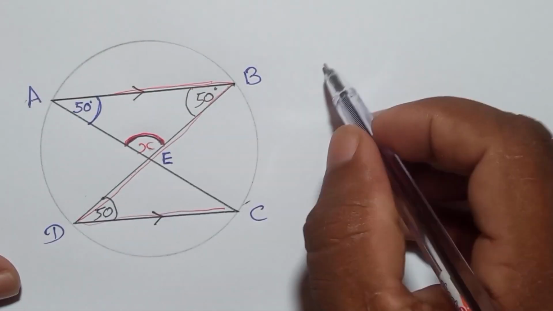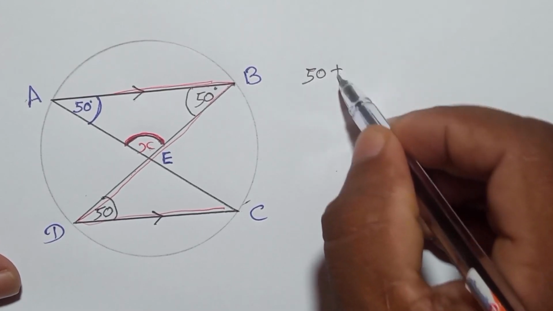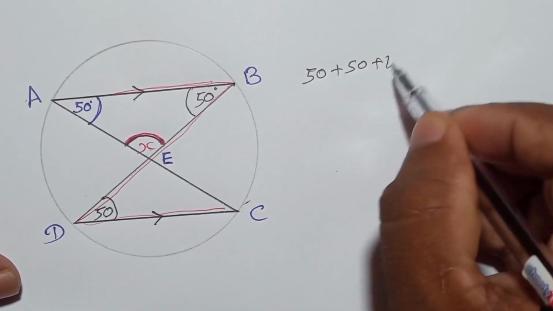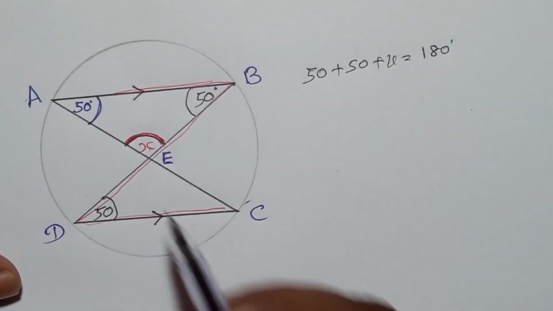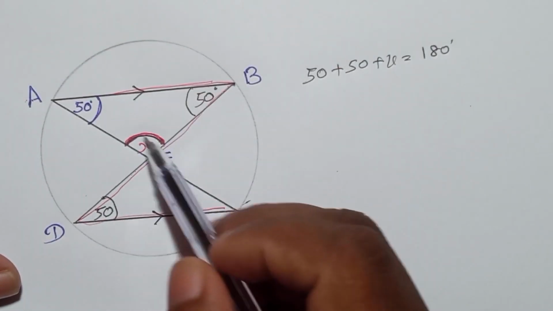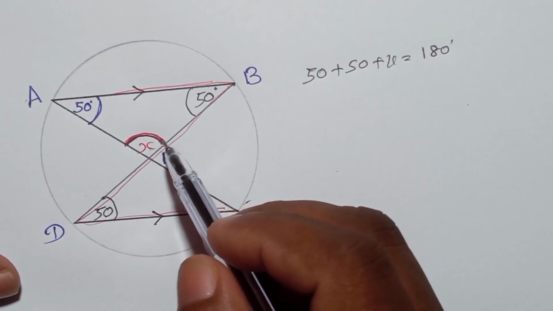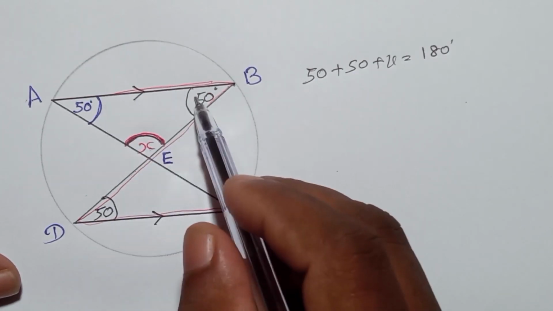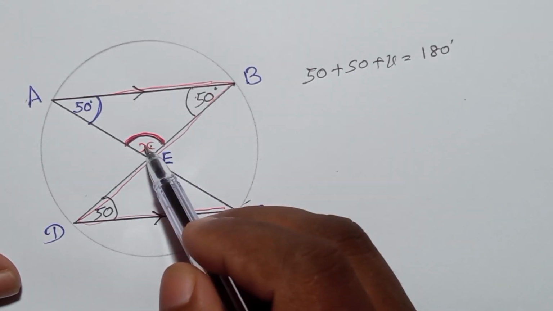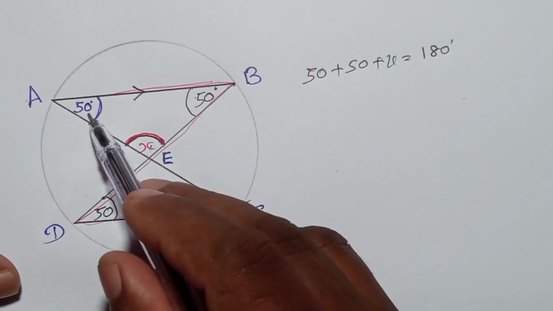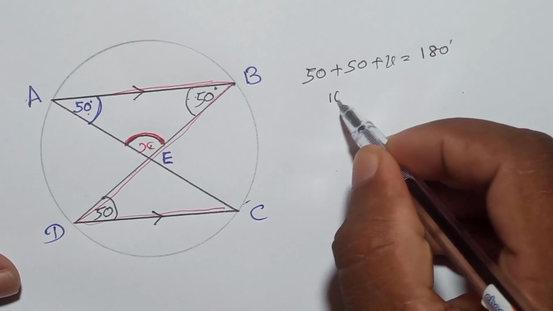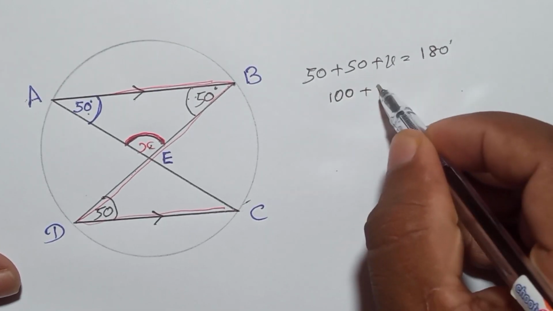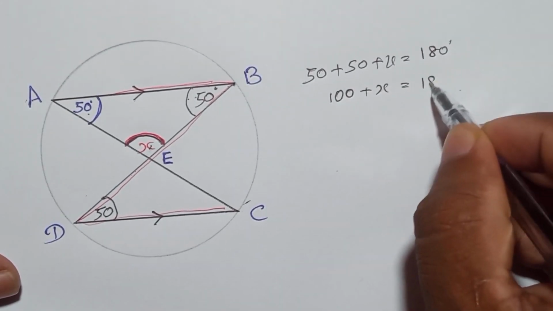Here you can write 50 plus 50 plus x will be equal to 180, because why? Interior angles of a triangle add up to 180, right? So this plus this plus x should be 180, 50 plus 50 plus x. So here, very simple, 50 plus 50 means 100. Here will be x, and here 180.